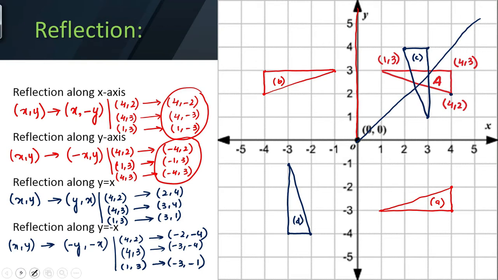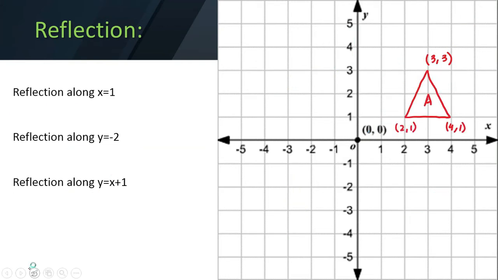Now next, if other than these we have a line of reflection like x = 1, y = -2, or y = x + 1. For example, if we have a line of reflection x = 1, y = -2, and y = x + 1, then in this condition, what will we do?